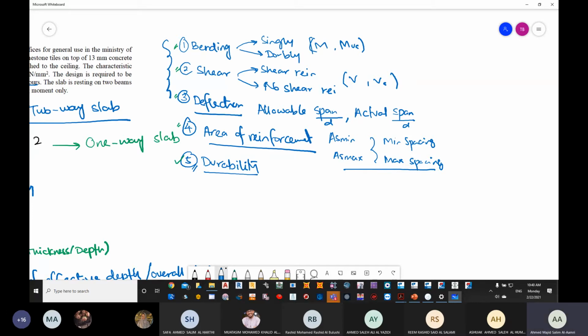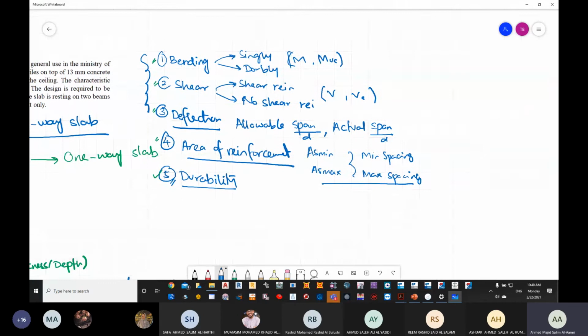What about the deflection? Now the slab is a small member or a large member in terms of size? Large. Large member. Do you think that it will have less deflection or more deflection? More. Okay. I'll try to clarify.